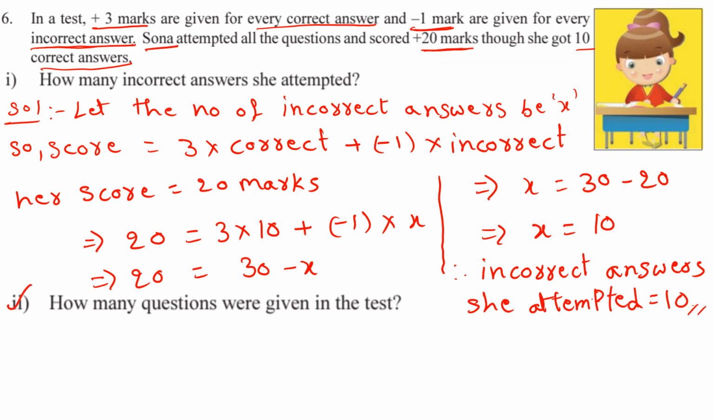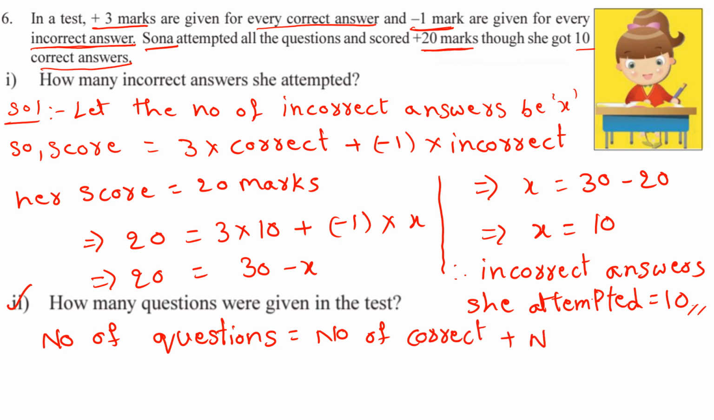In the next question, how many questions were given in the test? The number of questions equals the number of correct answers plus the number of incorrect answers. That is the total number of questions. The number of correct answers is 10, plus the number of incorrect answers she attempted, which is also 10. So 10 plus 10 is 20. The number of questions is 20. Right, children?